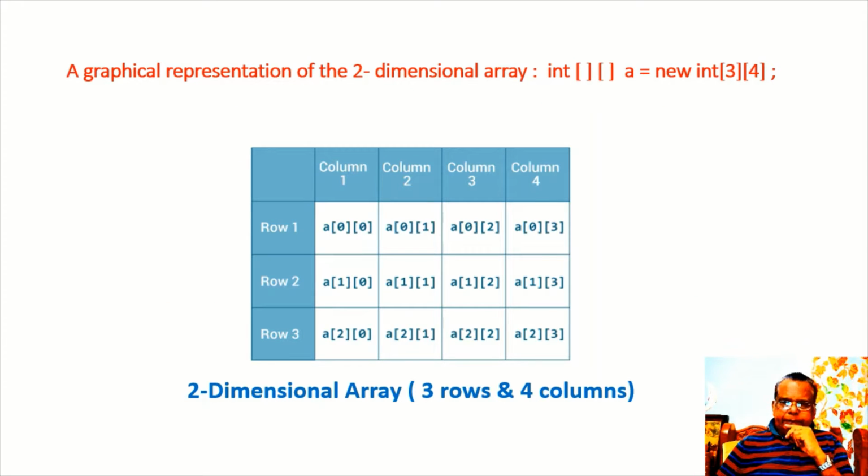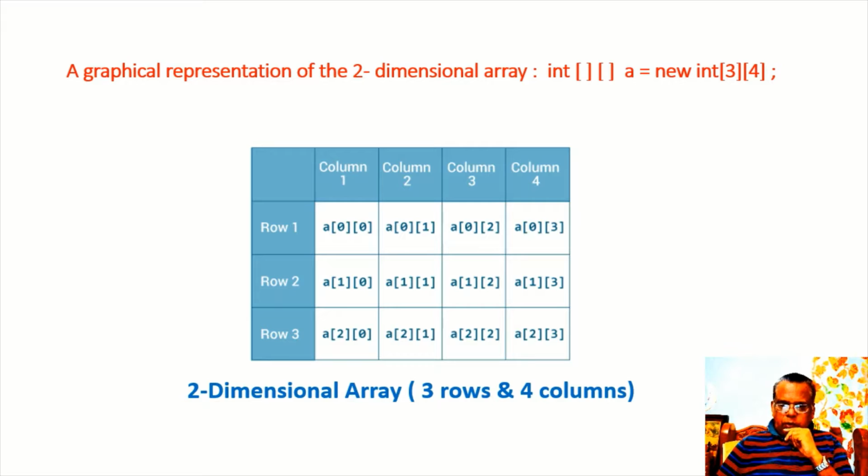A graphical representation of the 2-dimensional array. Int, a pair of square brackets followed by another pair of square brackets, then the name of the array is equal to new int 3 within square brackets followed by 4 within square brackets. Put a semicolon. So this is the syntax for a two-dimensional array. This has 3 rows and 4 columns.